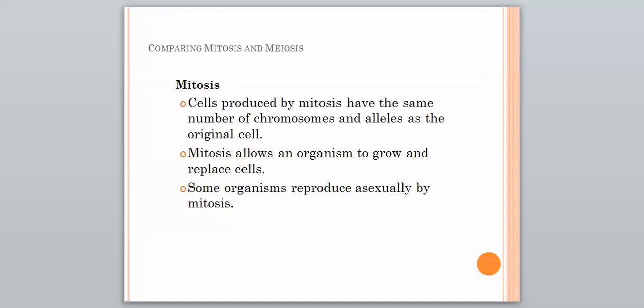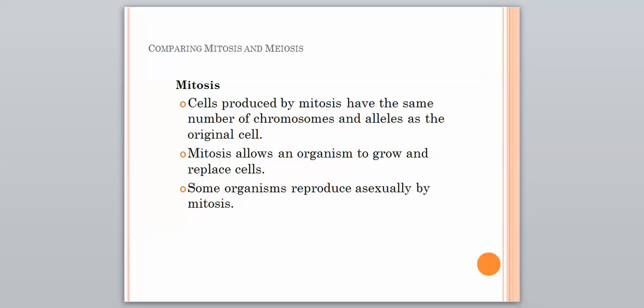And then some more differences, more comparing them. Cells produced by mitosis have the same number of chromosomes and alleles as the original cell. Again, they're genetically identical. And mitosis allows an organism to grow and replace cells. So again, in our workbook one day, it mentioned getting a cut and how it stimulates the growth of cells until the cut is healed. And that's how it replaces. And then some organisms can reproduce asexually by mitosis. So they literally just make a genetic copy of themselves, they reproduce, and voila, mitosis has made a new organism. So those are our main points in mitosis.